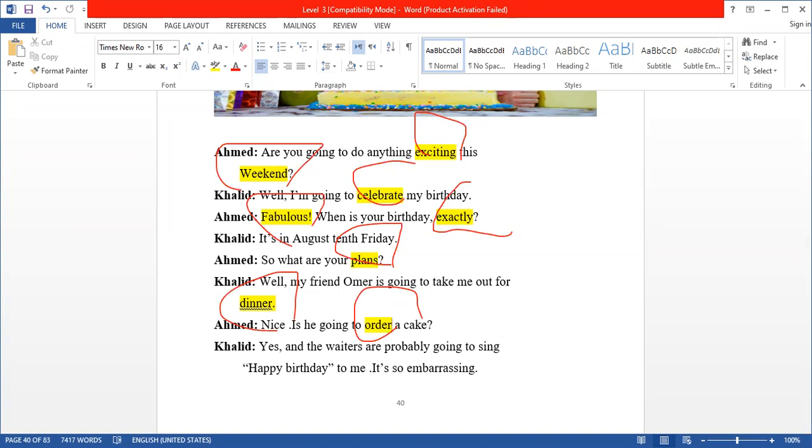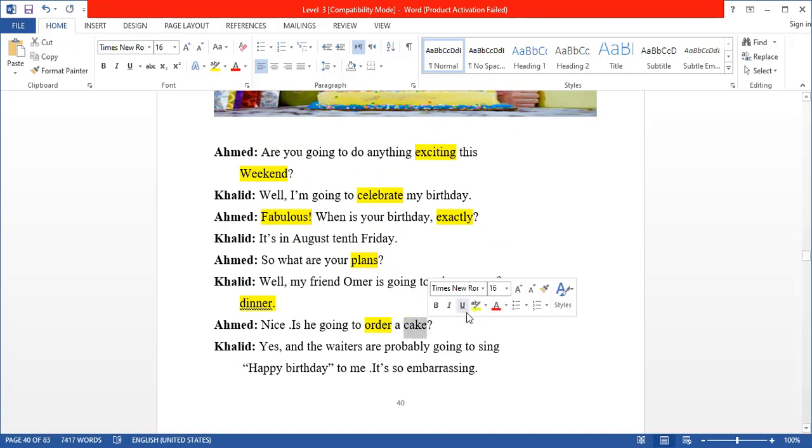To order, as I said, here, to ask for something to eat or to drink in a restaurant. Cake, you know the meaning of this word, cake. Sweet food made from flour, eggs, butter, sugar, etc. that is baked in an oven.